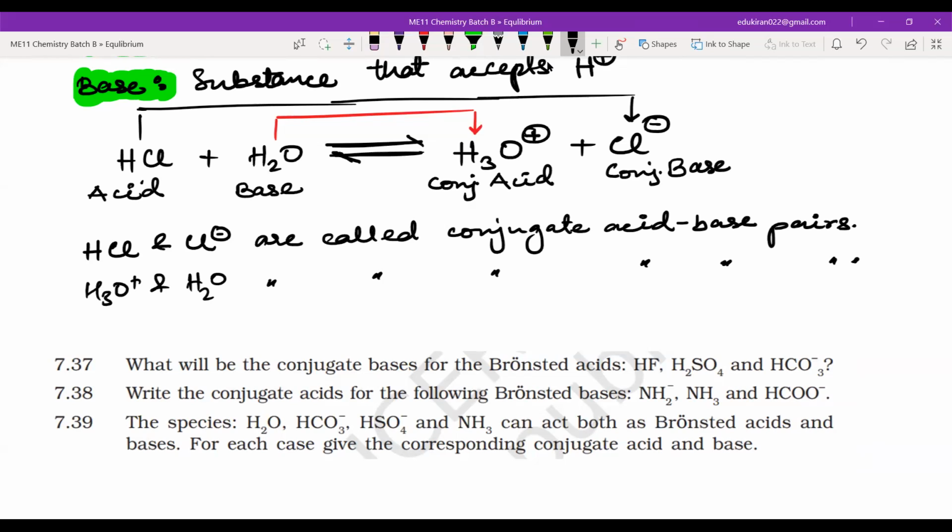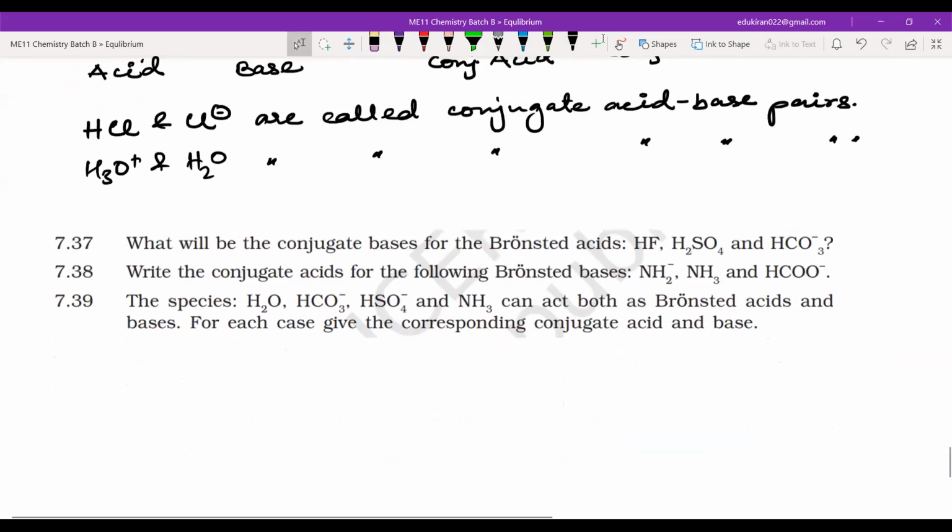So similarly for Cl negative, it is accepting one H plus. That means it is a base, and since it has been formed only from HCl, that is why we say that it is a conjugate base of HCl.